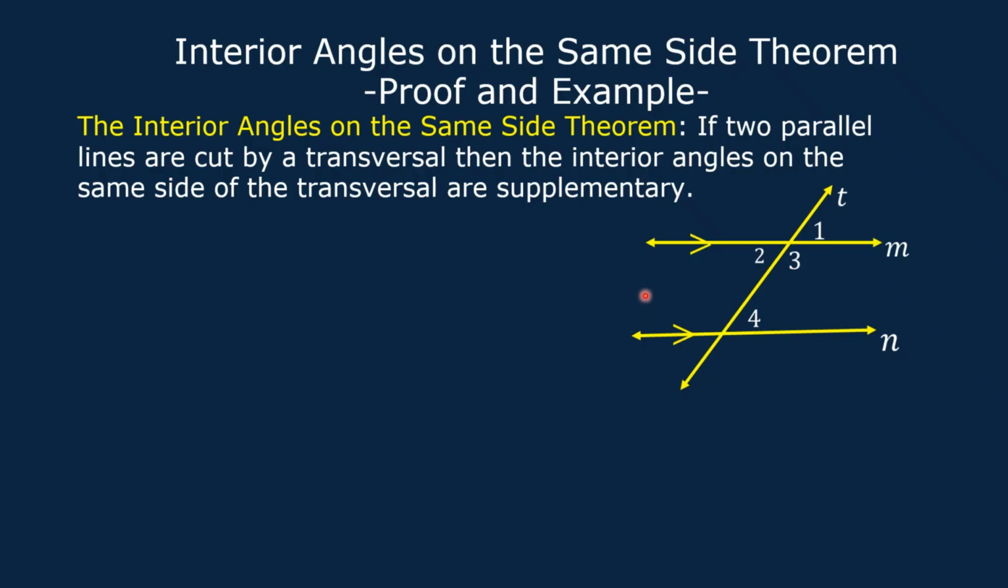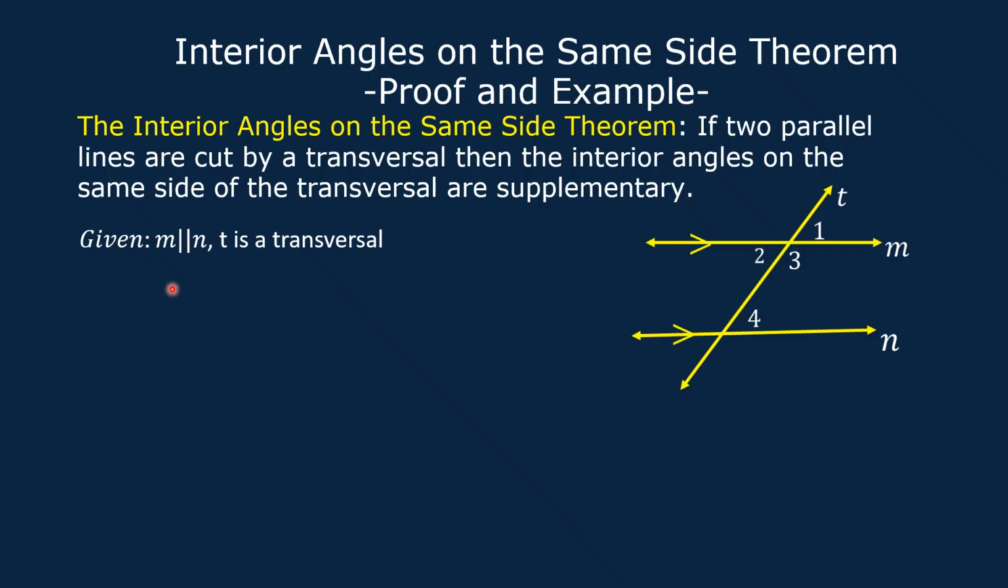The two parallel lines are line M and line N, and these two parallel lines are cut by transversal T. This is angle 1, this is angle 2, this is angle 3, and this is angle 4. Angle 3 and angle 4 are two interior angles on the same side of this transversal T.